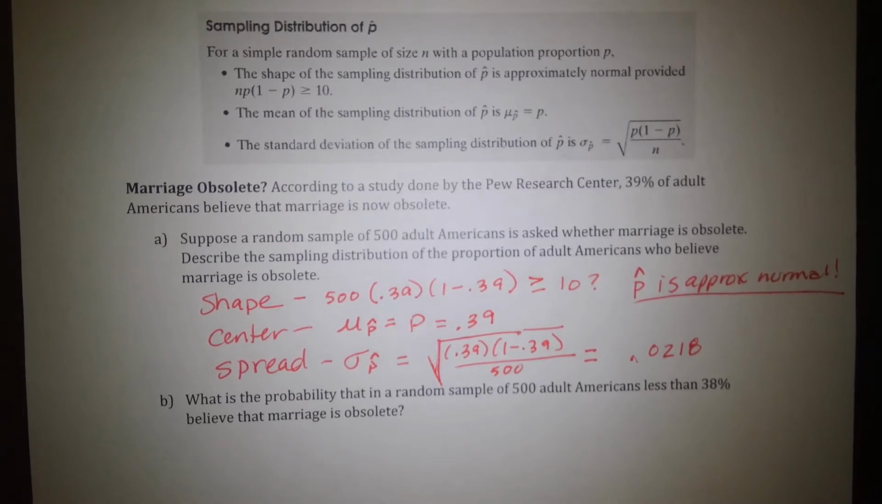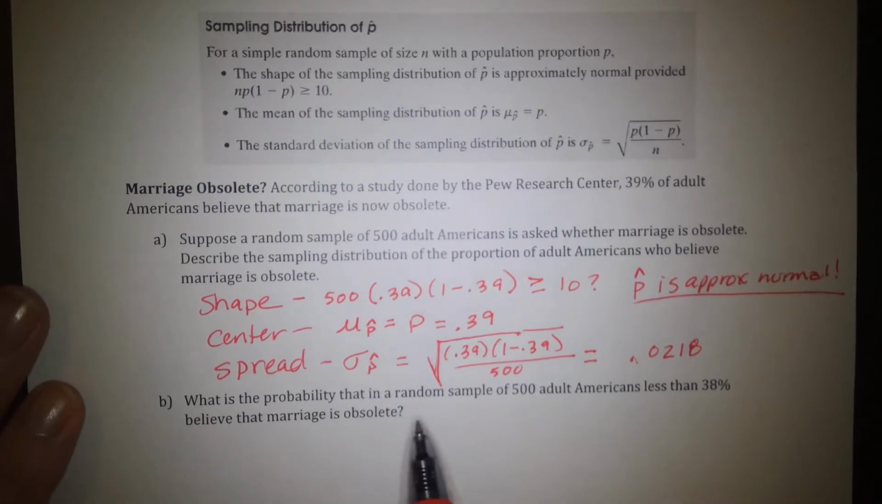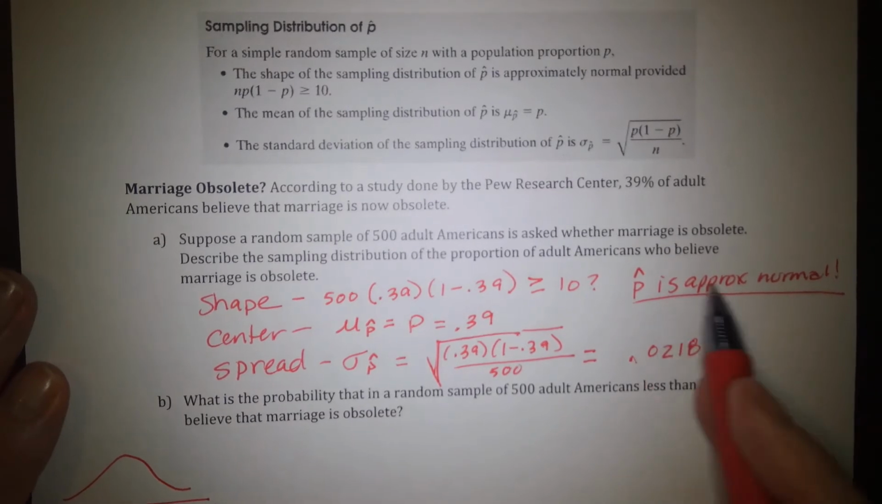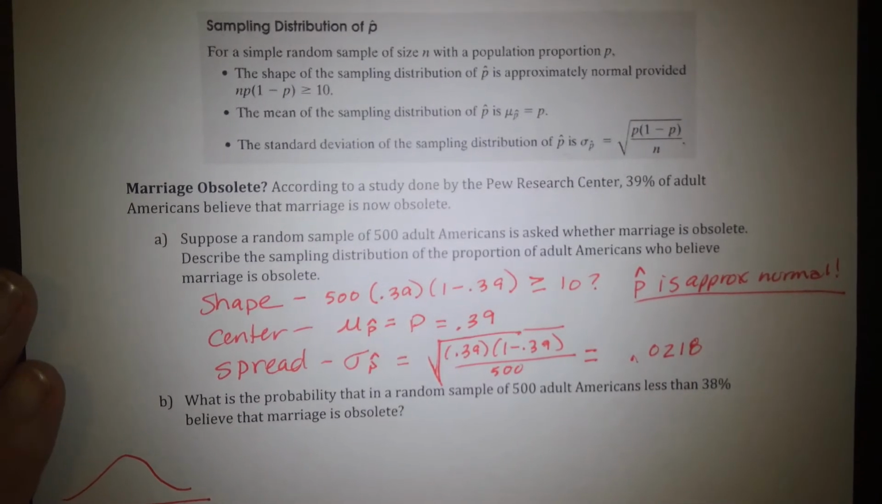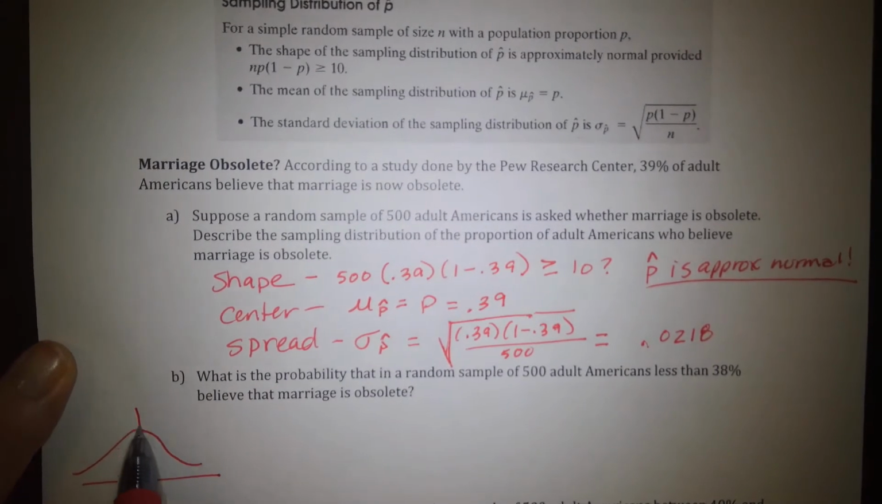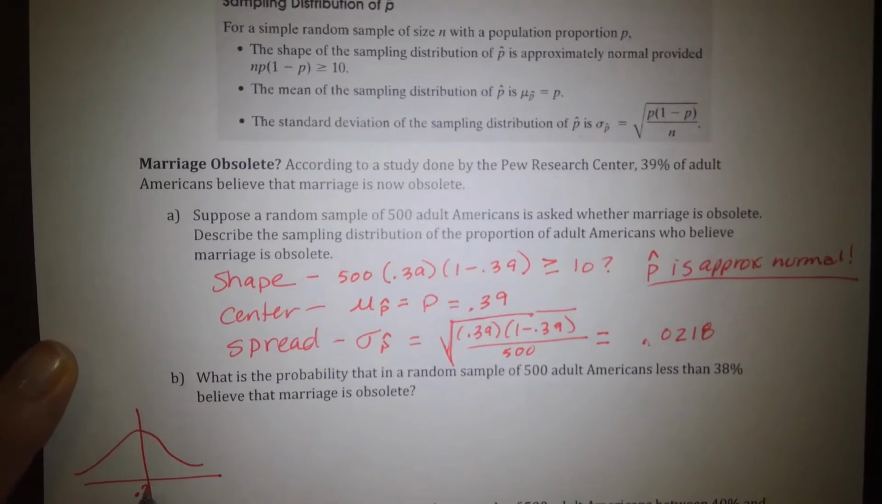So what then is the probability that in a random sample of 500 American adults, less than 38% believe marriage is obsolete? Well, we could draw a normal curve. Since we've proven that it's normal, we can draw a normal curve for this to get a better picture of what's going on. We know that this is symmetric or normal, and we know that the center is going to be at 0.39.